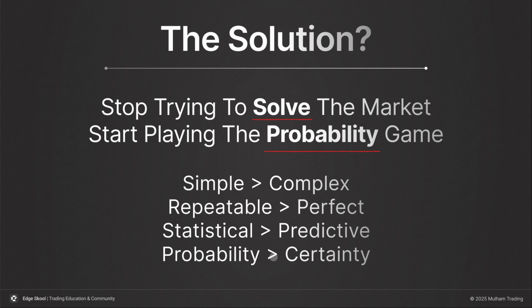But if you're trying to solve the market, to solve the algorithm, to trade like robots, this is not going to work. Now, we want to focus on something simple rather than something complex. We want to find something repeatable instead of finding something perfect that only comes once in a year, which is not going to be repeatable. We want to look for something statistical rather than predictive, and we want to trade probability and forget about certainty. This is the solution in order to become a profitable trader.